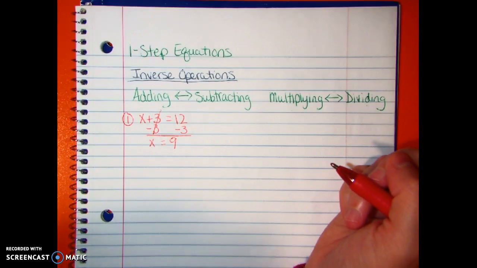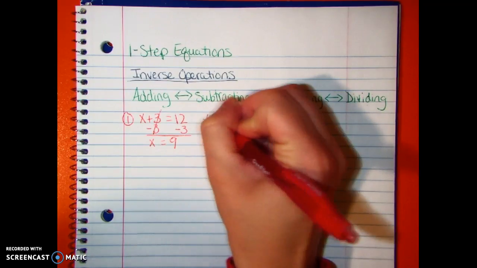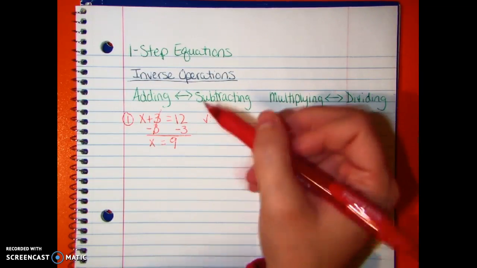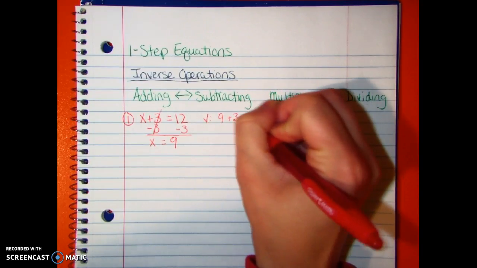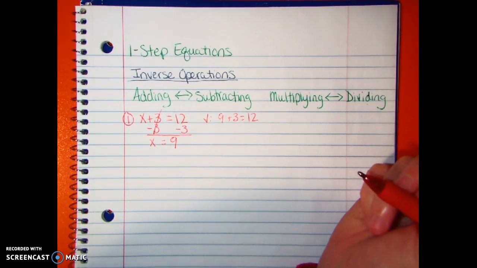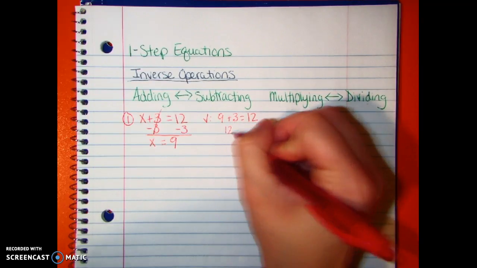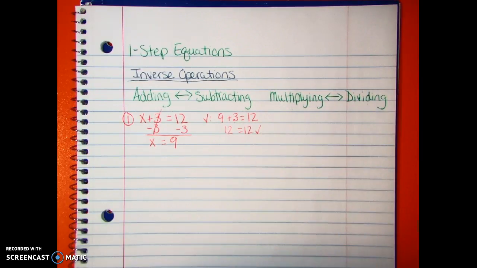And for now, I am going to require that you check your answers. So for your check, you can just write a check sign and rewrite the problem, but instead of x, you're going to put a 9. So 9 plus 3 equals 12. 9 plus 3 is 12, so 12 equals 12. You can put a check mark saying that it's true. Okay, let's look at another one.